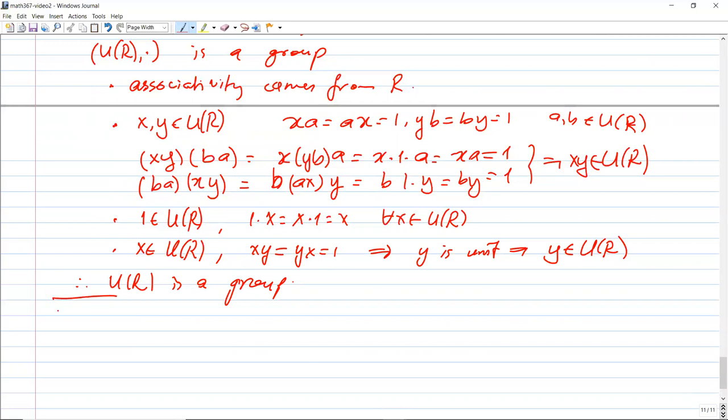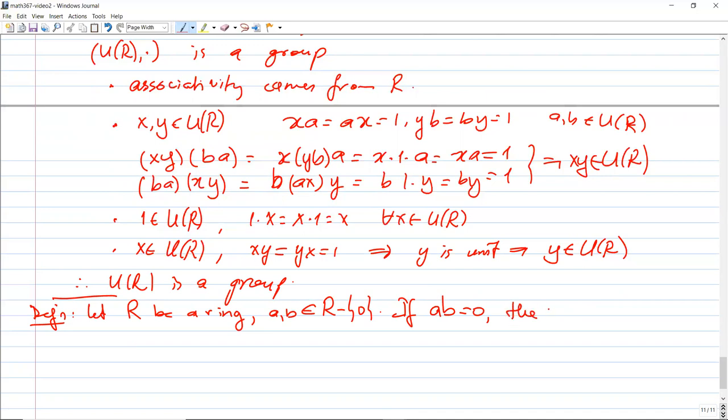And here is the definition. Let R be a ring, and a, b are non-zero elements. If a times b is equal to zero, then we say that a is a left zero divisor, and b is a right zero divisor.